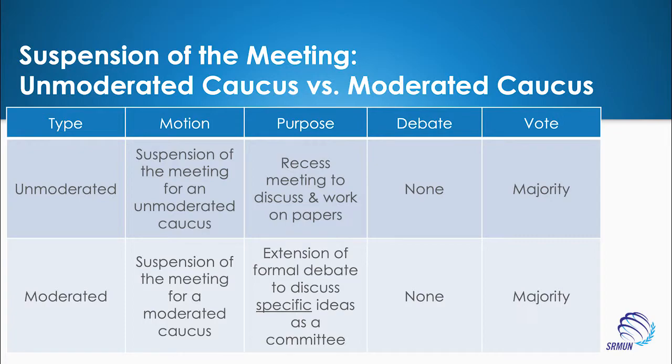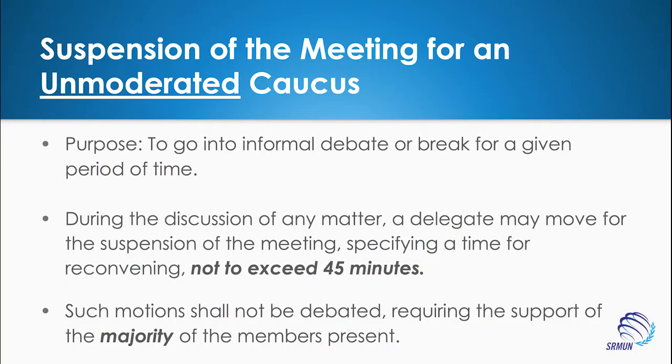So here at SRMUN, we use two different types of suspension of the meetings. We have unmoderated caucus and moderated caucus. An unmoderated caucus is an informal debate. Actually, they both are, but it's a time where you can go out in the halls or use the rooms to work on your working papers or to discuss the topic order. They are time spent to focus in on whatever it is that you're currently discussing. So it's not a time to check your Facebook or your Snapchats or whatever else social media you use. It's a time that's meant to be able to get work done outside of formal debate.